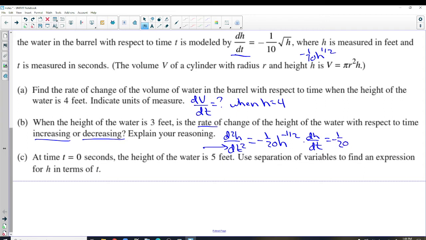Negative 1/20th square root of h times negative 1/10 square root of h, because that's what dh/dt is. So it ends up being equal to, I'm kind of running out of room here, 1 over 200, because the square root of h's are going to cancel out. Now that is greater than 0, so we can say increasing.